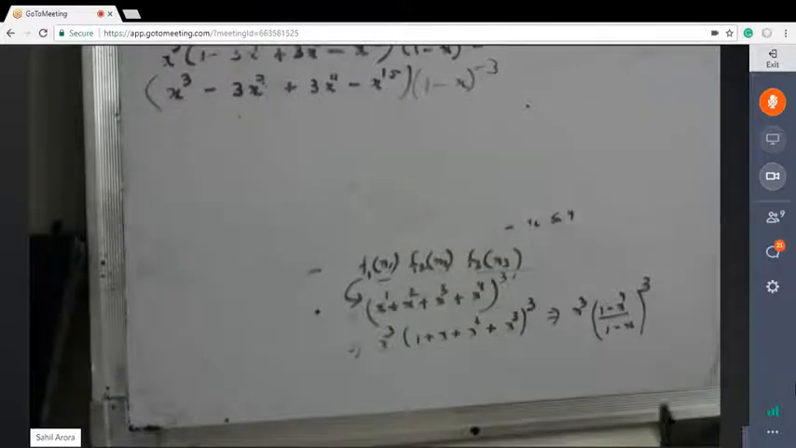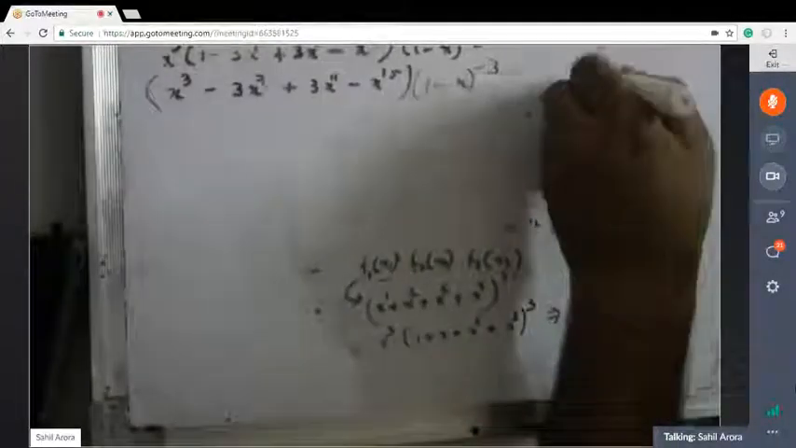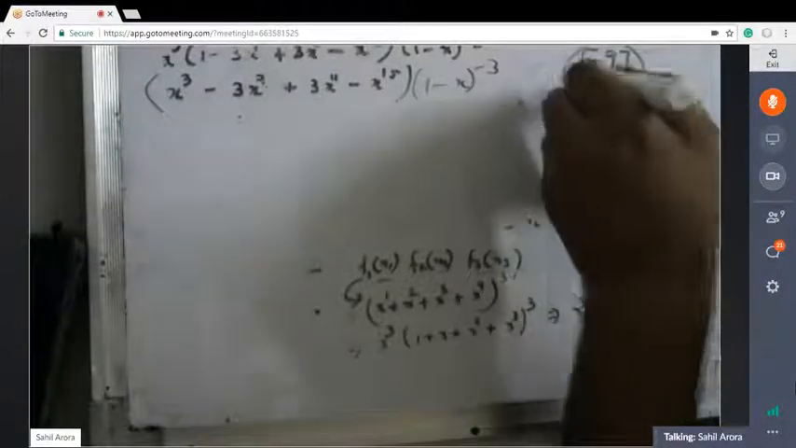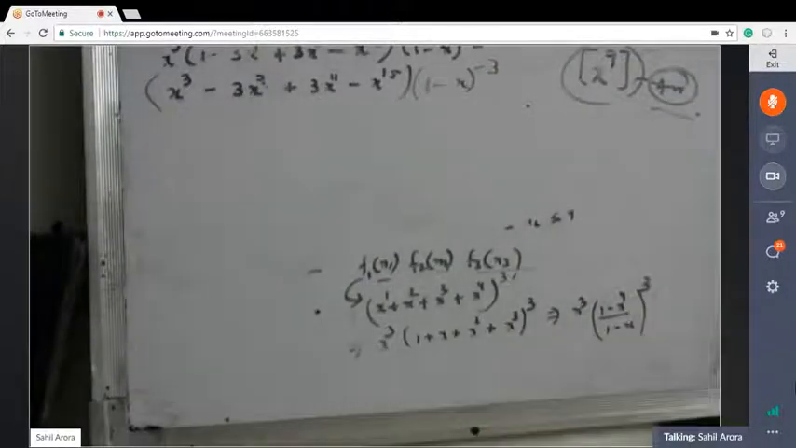No problem. Now actually we need to find the coefficient of x to the power 9. Don't forget, we need to find the coefficient of x to the power 9. That would be our answer. That would be the required answer.